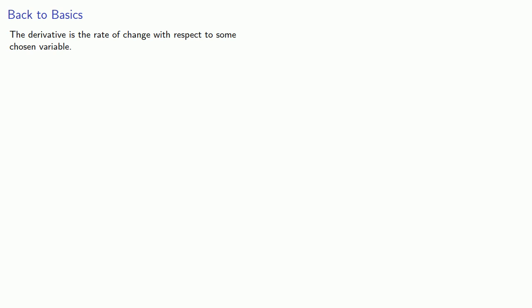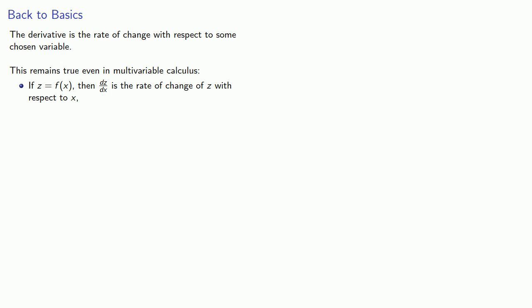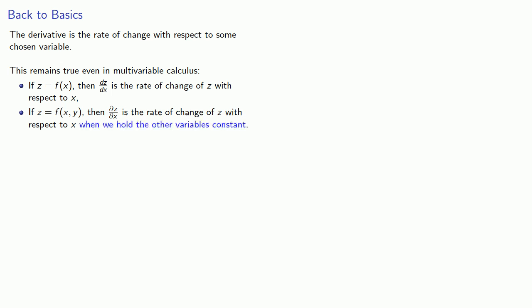So remember, the derivative is the rate of change with respect to some chosen variable. This remains true even in multivariable calculus with a minor change. If z equals f of x, a function of a single variable, then dz dx is the rate of change of z with respect to x. But if z is a function of two variables that includes x, then the derivative is a rate of change with respect to x when we hold the other variables constant.